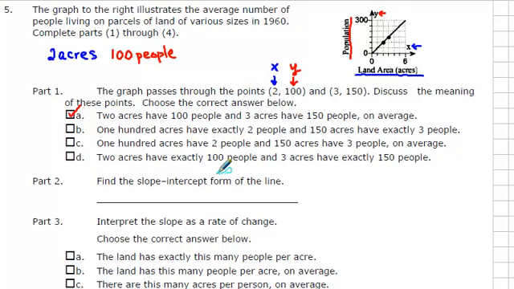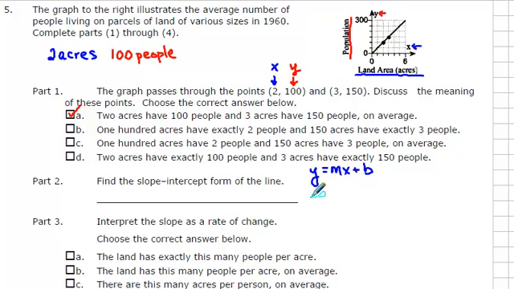Part 2 says find the slope-intercept form of the line. So let's recall the slope-intercept form of a line. The slope-intercept form of a line is y is equal to mx plus b, where m is the slope and b is the y-intercept. In order to find the slope of the line, we need to have 2 points, and in part 1 we were given the points (2, 100) and (3, 150).